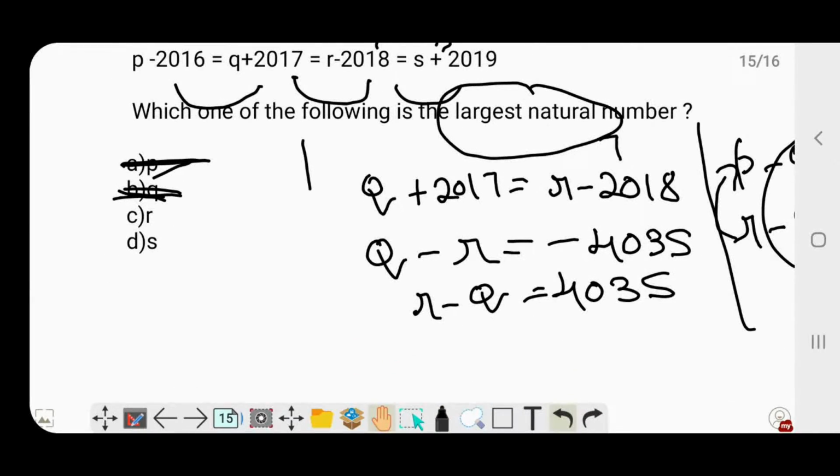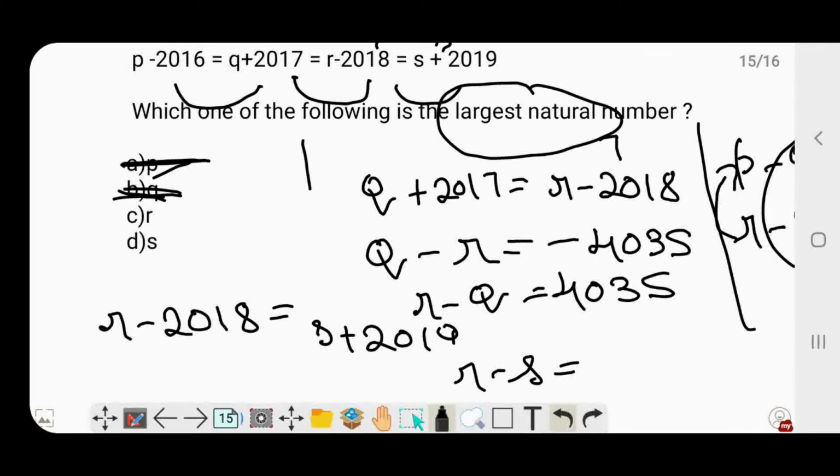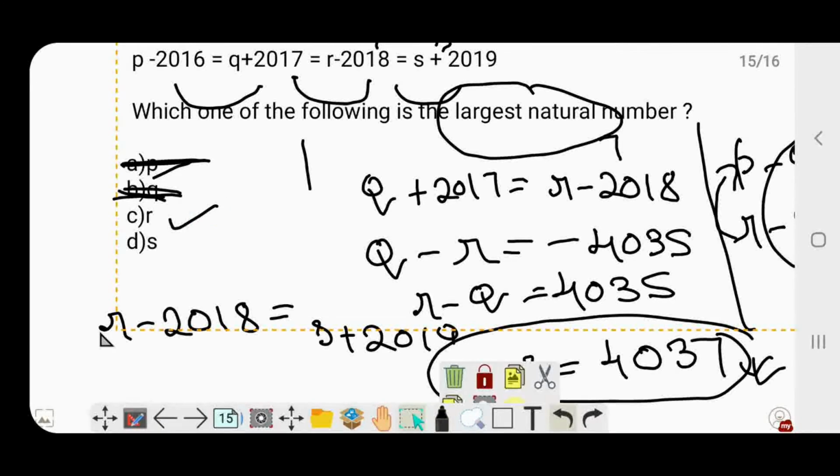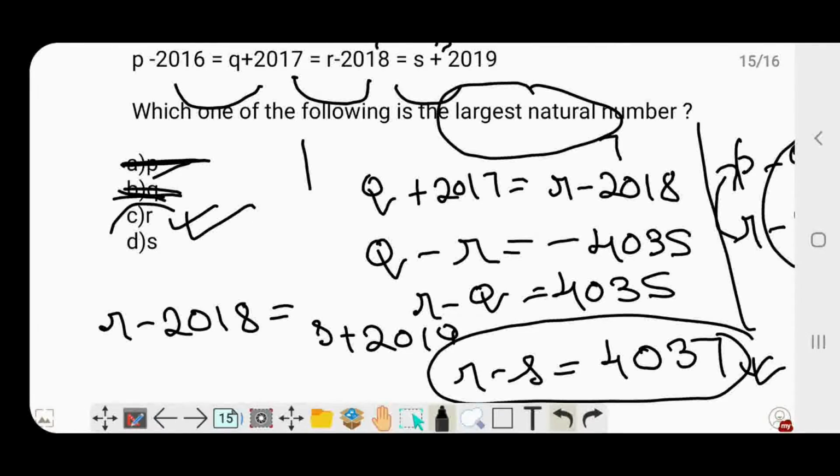In the next equation, we have R minus 2018 is equal to S plus 2019. So now if I take R minus S, that will be equivalent to 4037. So R is greater than S as well, because R minus S gives a positive number. So this C is the right answer. R is the largest natural number they are looking for.